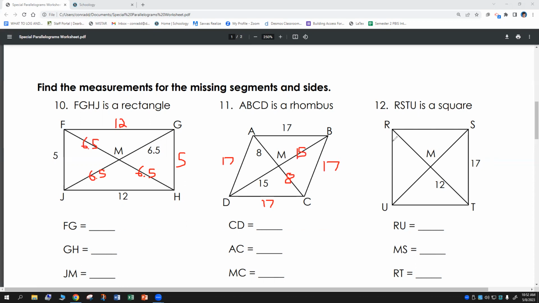RSTU is a square. So we know that all of the sides are going to be equal. So if one side's 17, the other sides are also going to be 17. And we know diagonals bisect each other. So if MT is 12, RM is also 12. Okay, and since a square is a rectangle, it's got the same properties. So the diagonals are congruent. So that means UM has to be 12 and MS has to be 12 as well. And then you can fill in your missing pieces.